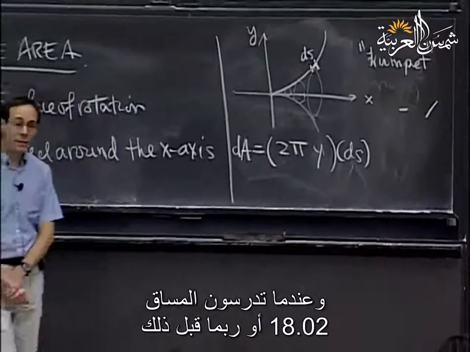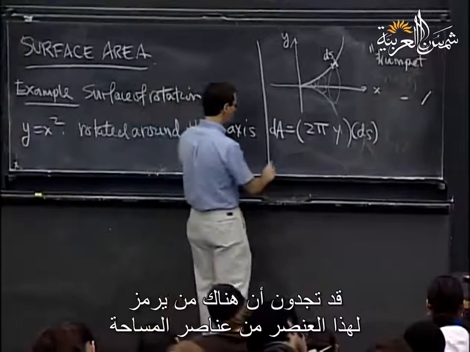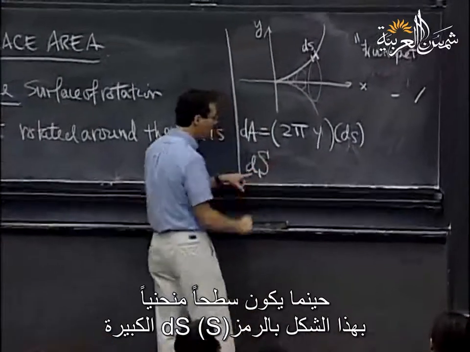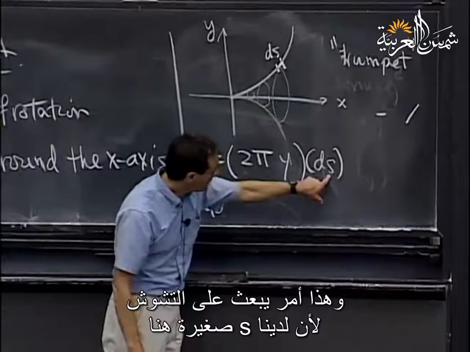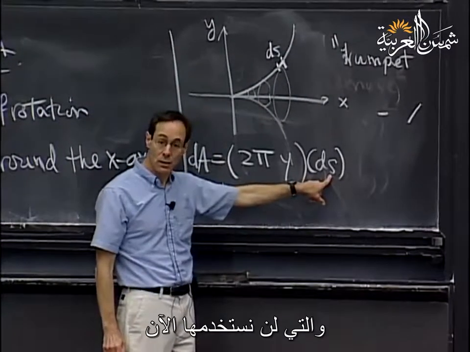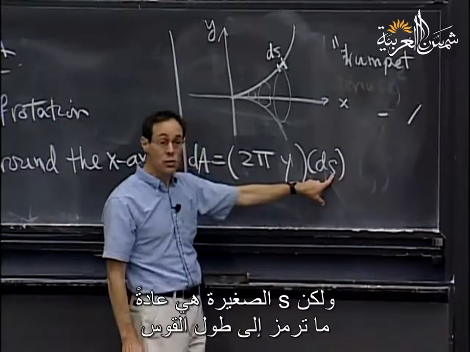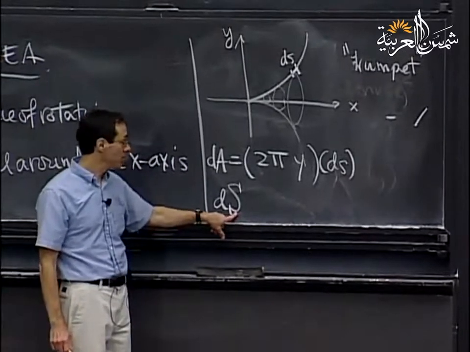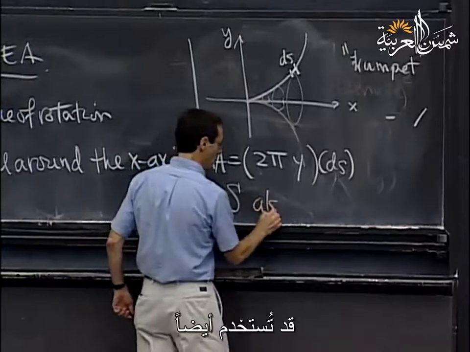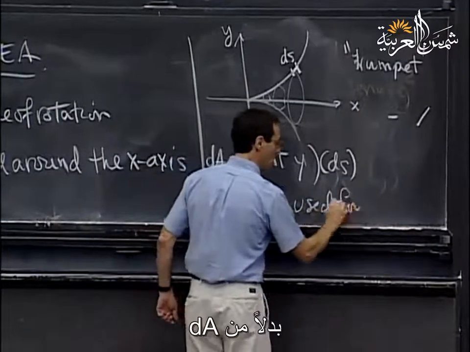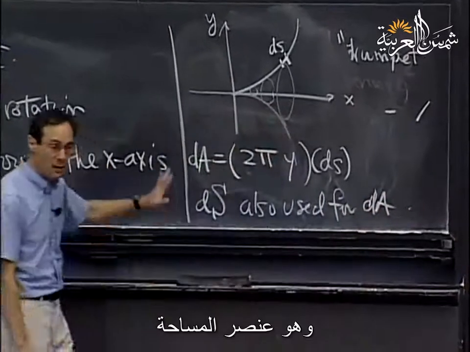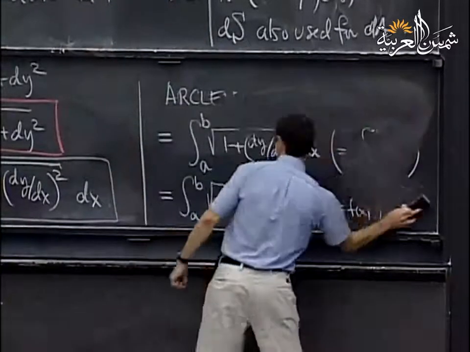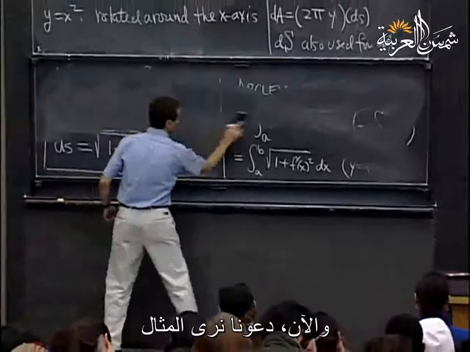Now, when you get to 1802, and maybe even before that, you'll also see some people referring to this area element, when it's a curvy surface like this, with the notation d uppercase S. That's a little confusing because we have a lowercase s here. We're not going to use it right now, but the lowercase s is usually arc length. The uppercase S is usually surface area. So, also used for dA, right, the area element. This is a curved area element. All right, so let's figure out this example.